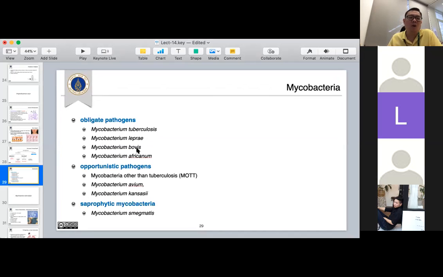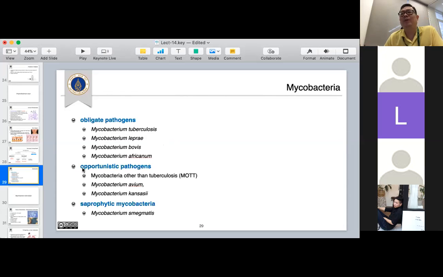Another one I didn't mention on the slides is Mycobacterium leprae. Leprae is a very small, slow growing bacterium, the causative agent of leprosy. Nowadays we have fewer and fewer leprosy patients. Leprosy is โรคเรื้อน. So Mycobacterium tuberculosis causes tuberculosis, that is one role.